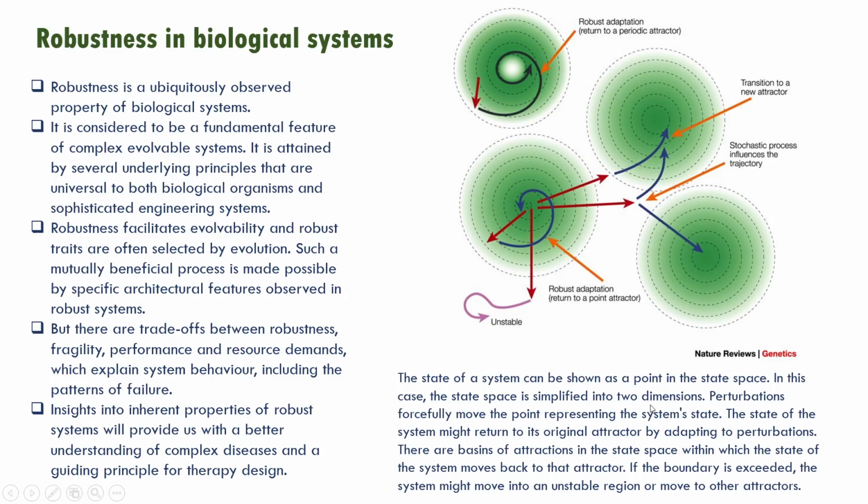the state of the system might return to its original attractor by adapting to perturbations. There are basins of attraction inside the state space within which the state of the system moves back to that attractor. So there's a space within the whole space in which, if it is perturbed, it can easily go back to the attractor. And if that boundary is exceeded, if the state is not in that space, then the system might move into an unstable region or move to other attractors as well.